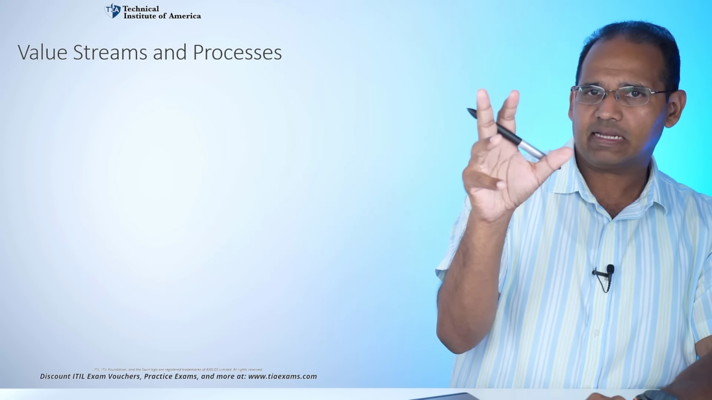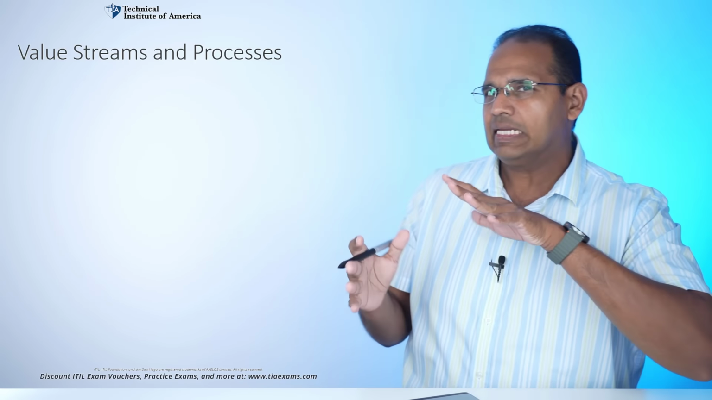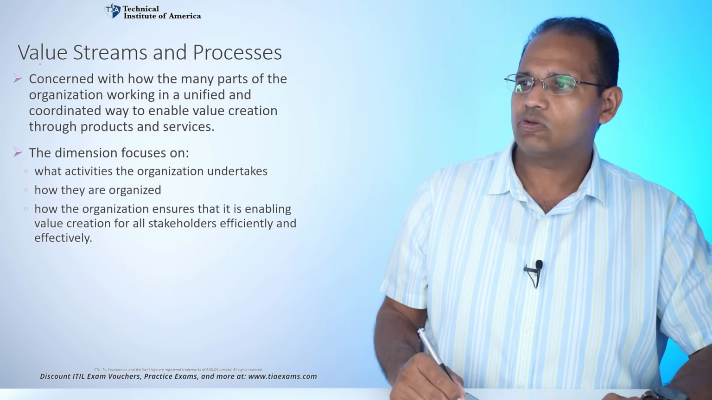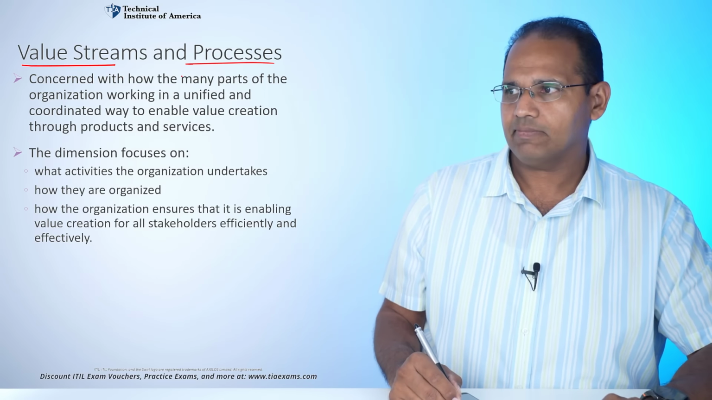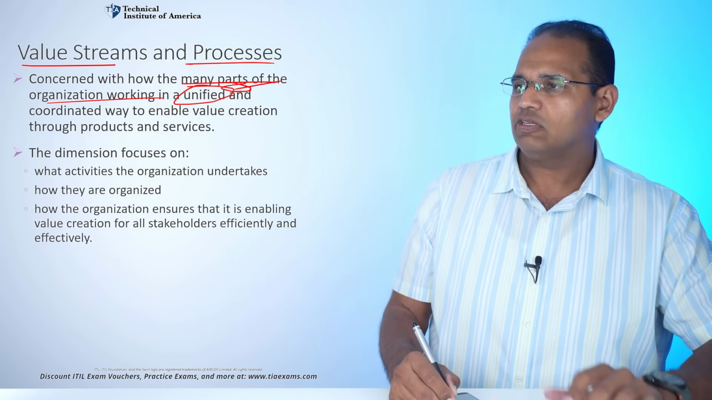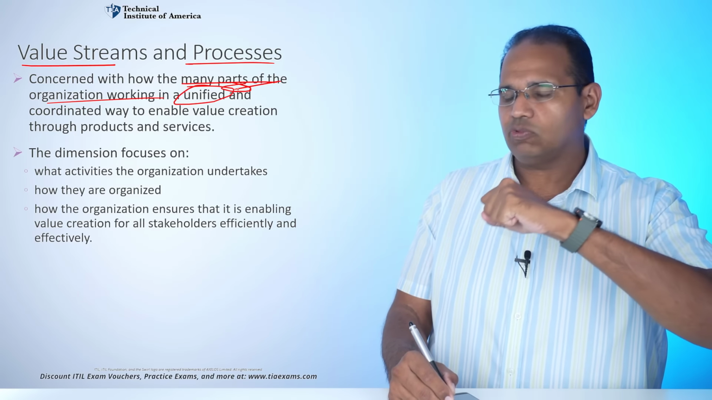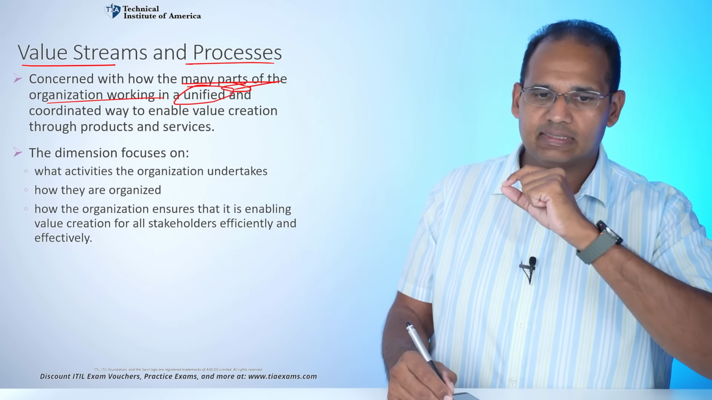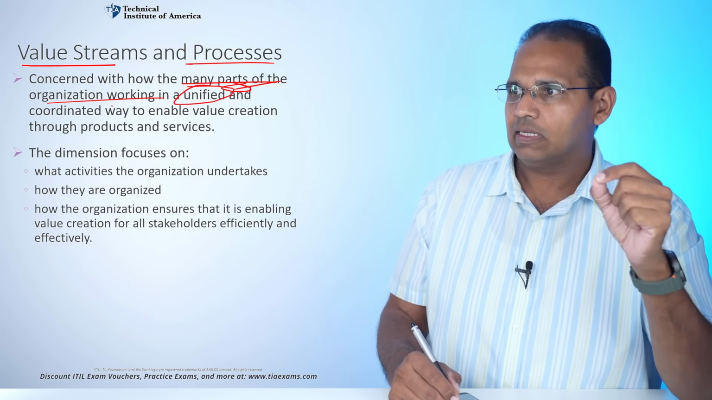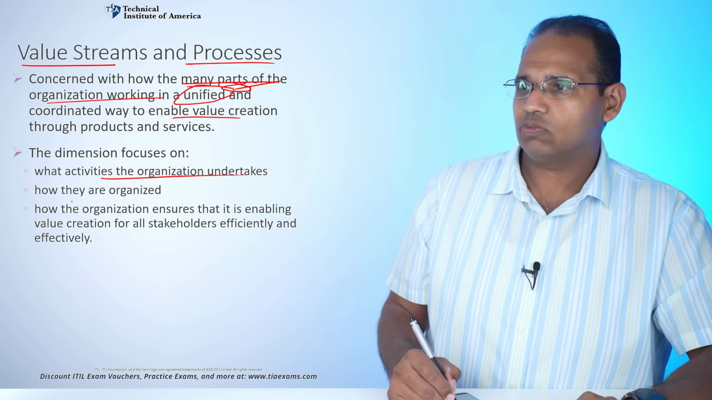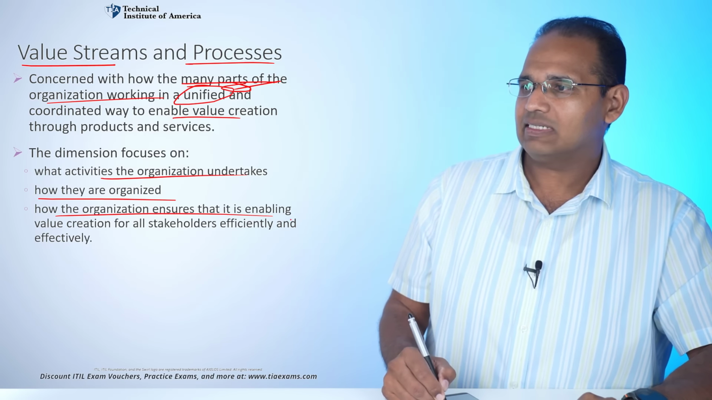Now, I mentioned earlier, you have people, you have technology, but having people and technology is great, but if you don't have a process for them to work together to provide a service, you're kind of out of luck. So we need something called a value stream and a process. It's concerned with how the many parts of the organization work in a unified way. So this is the keyword: unified. When we take technologies and we take people and we unify them, they need to follow a process. We're going to say, to be unified, follow this process. This is what you should be doing in order to configure the server in a coordinated way to enable value co-creation.